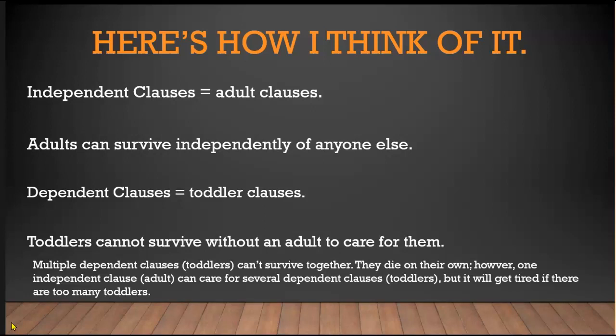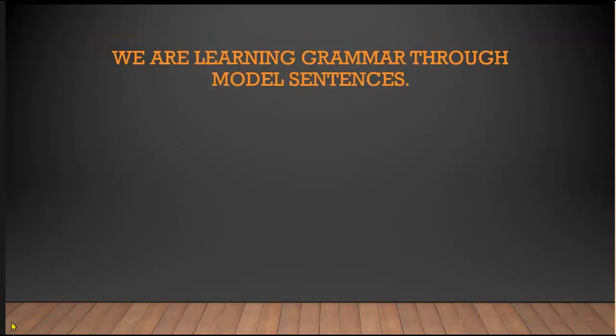However, one independent clause can support several dependent or toddler clauses. But it will get tired if there are too many toddlers. So that analogy works for me and works for my students when they start thinking about, can this sentence I've written stand independently as an adult, or is it a toddler and it needs more to be independent?